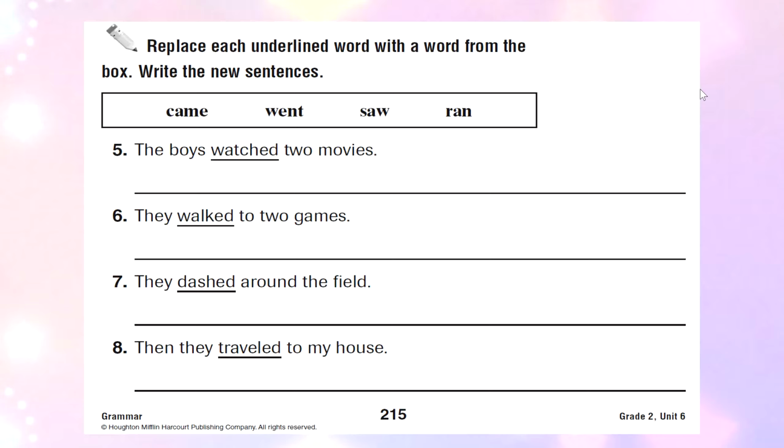5. Saw. Saw is a synonym of watched. Number 6. They came to 2 games. Walked or came to 2 games. 7. They ran around the field. 8. Then they went. So the past of go, went.